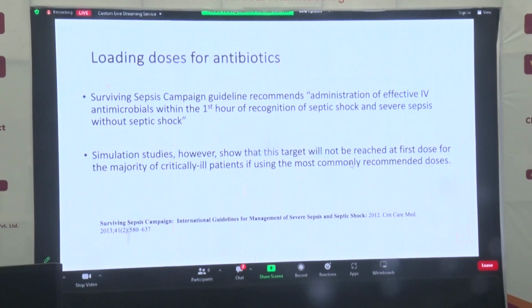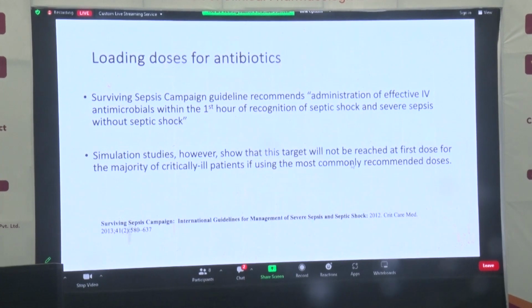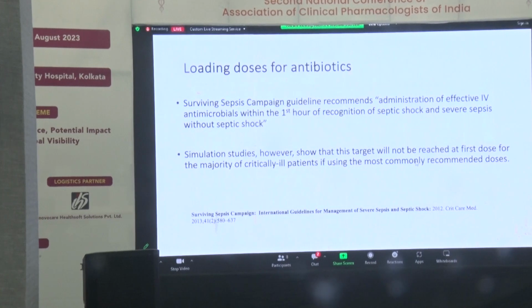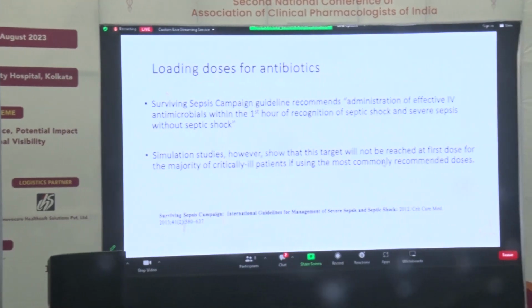And simulation studies, however, show that the target concentration will not be reached at the first dose for the majority of critically ill patients, even if you use the most commonly recommended dose.